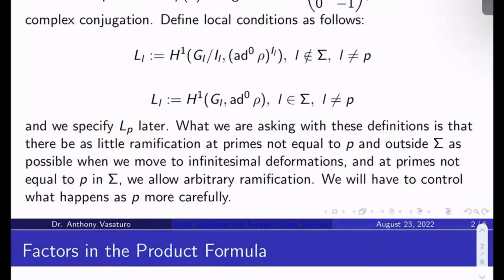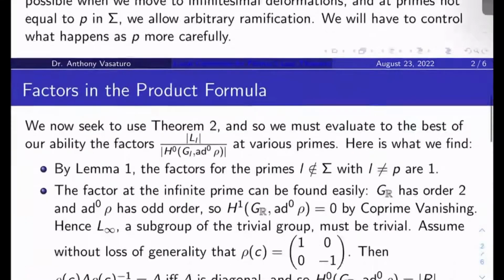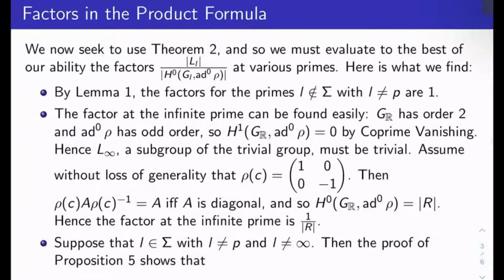What we're essentially setting up with these definitions is that there should be as little ramification as possible at primes not equal to P and outside Sigma when we move to infinitesimal deformations. And at primes not equal to P in Sigma, we allow arbitrary ramification. We allow things to get as bad as they want. What happens at P is something that we have to control more carefully. So the goal is to get a handle on the product formula with this setup.